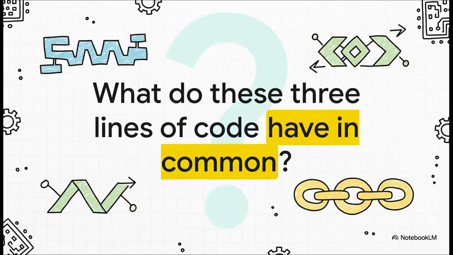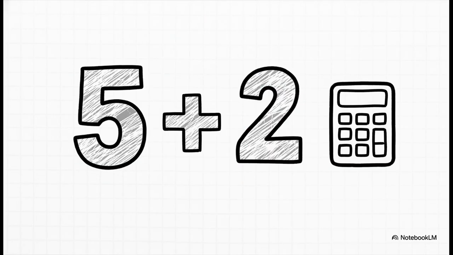All right, so let's start with a little puzzle. I'm about to show you 3 lines of code that look pretty different from each other. As they pop up, just take a second and think, what's the one thing that connects them all? Okay, first up, we've got 5 plus 2. Super simple, right? It's just math. We all know a computer can look at this and figure out the answer in a split second.